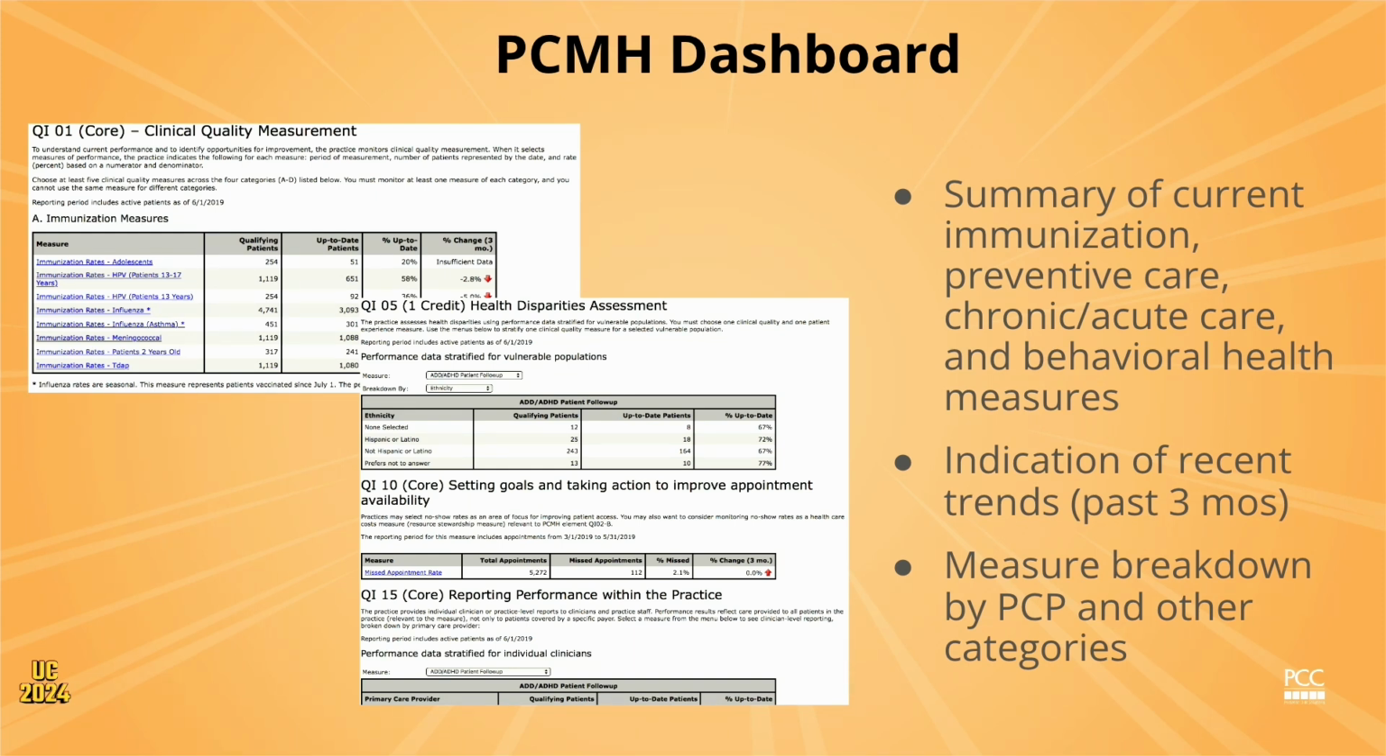There is also the ability with some sections down here to break out measures easily by PCP or other categories, including insurance and race, ethnicity, and things like that. So it's a good, useful page to summarize and work with measures specific for PCMH, but also for monitoring trends and getting other breakouts.